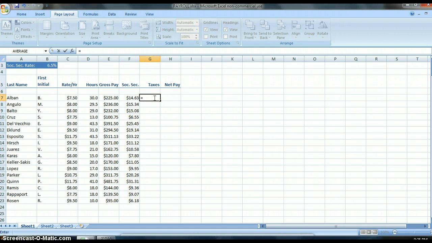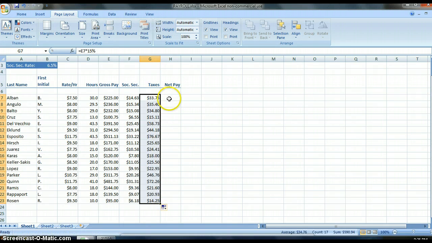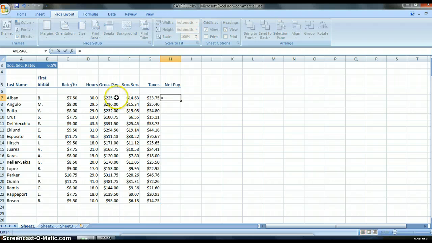Taxes, also based off your gross pay. So equals E7 times, in our case, we're going to use 15%, enter, fill down. Net pay is your gross pay, so equals E7 minus your Social Security, which is in F7, minus your taxes in G7, then go ahead and fill down.